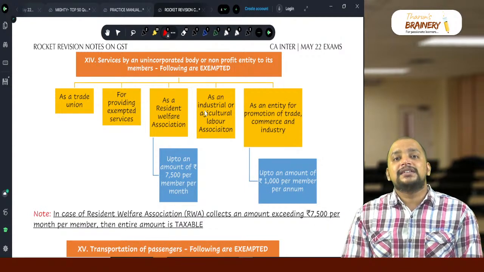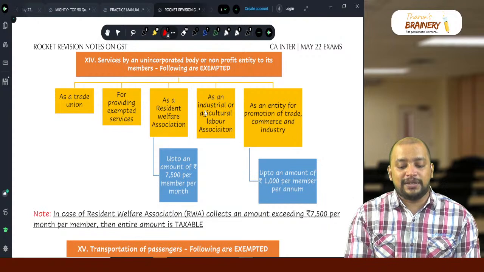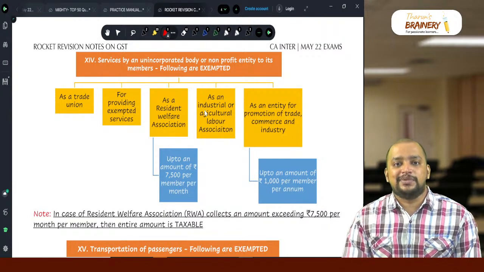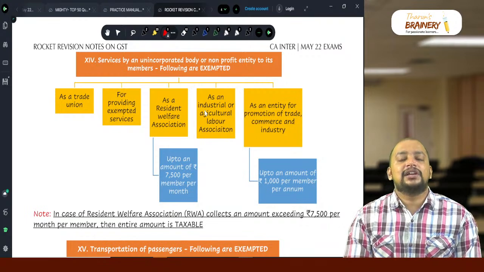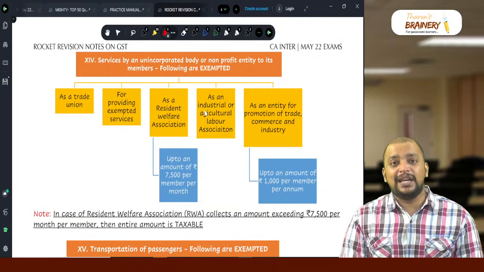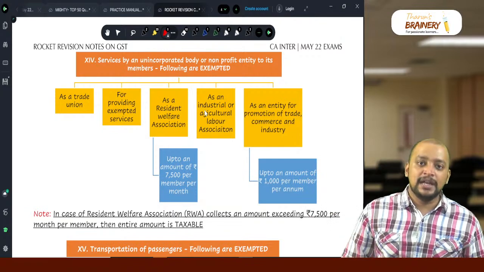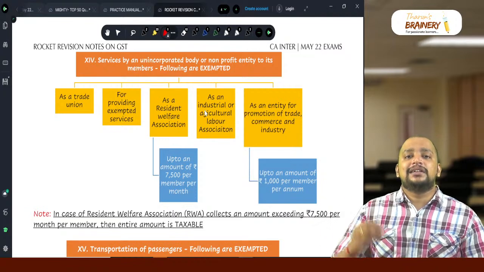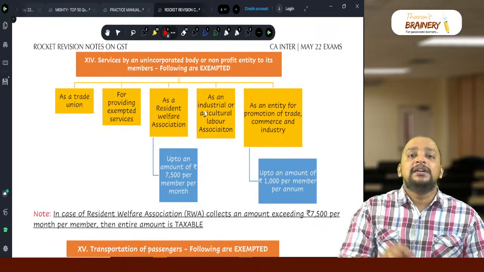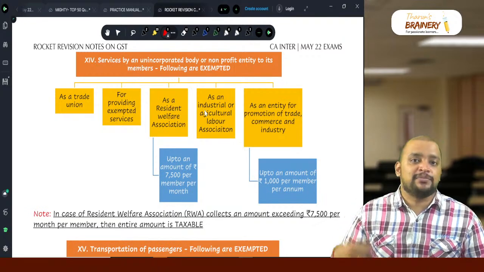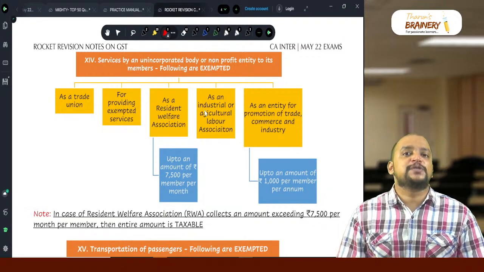Okay. Then an industrial or agricultural labor association. So that industrial or agricultural labor association collecting money from its members, that will be exempted, whatever may be the money. Then apart from this, any other association collecting membership fee per annum, not per month, per annum, less than or equal to 1,000 rupees per annum, exempted. Greater than 1,000 rupees per annum, taxable.